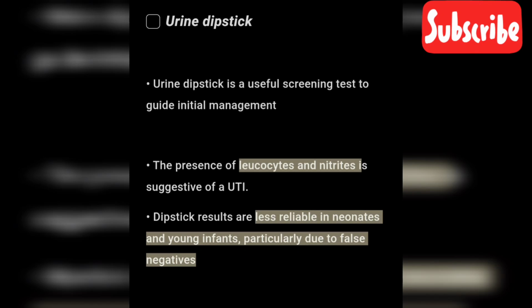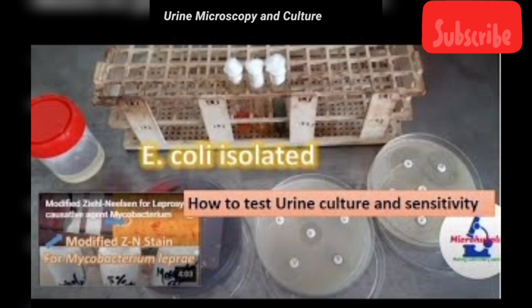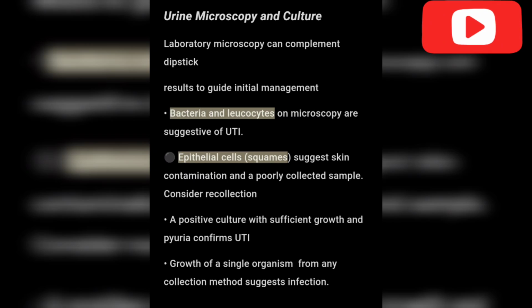Laboratory microscopy can augment the dipstick result to guide the initial management. If there is a presence of bacteria and leukocytes on microscopy, these are strongly suggestive of UTI. But if there is a presence of epithelial cells, this suggests skin contamination and a poorly collected sample. Remember, if there are epithelial cells on urine microscopy, this suggests the sample is poorly collected and there is skin contamination. So in this case, consider recollection.